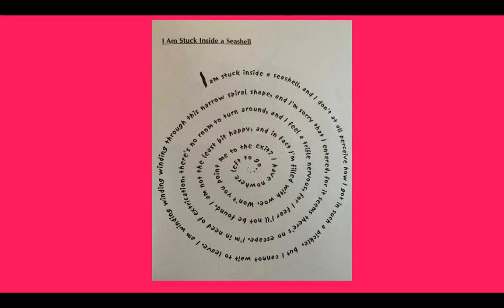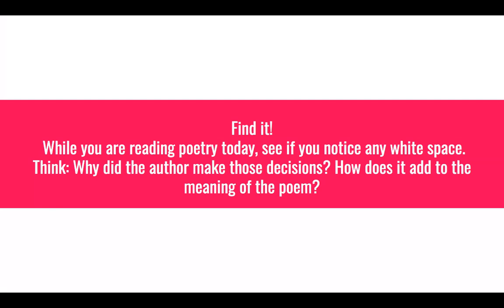Awesome. You guys today have a challenge. I want you to find examples of this. So while you're reading poetry today, whether in books you have at home, Googling some poetry, or using the websites we provided on our blogs, see if you notice any white space usage and think, why did the author make those decisions and how does it add to the meaning of the poem? So if the poem is about rain, are they using white space that makes it look like it's dropping? If the poem is about a cat, is it in the shape of a cat? And how does that add to the meaning?